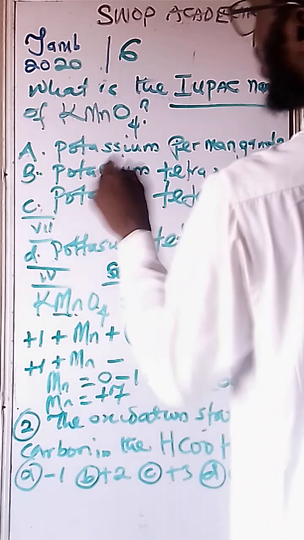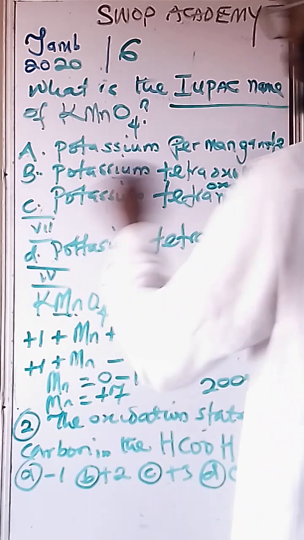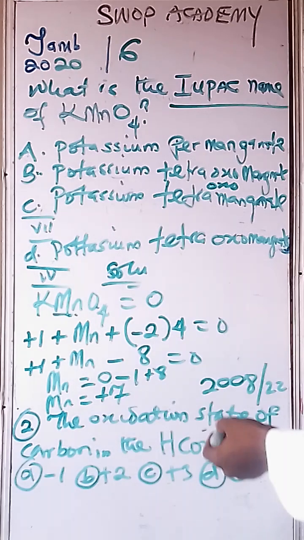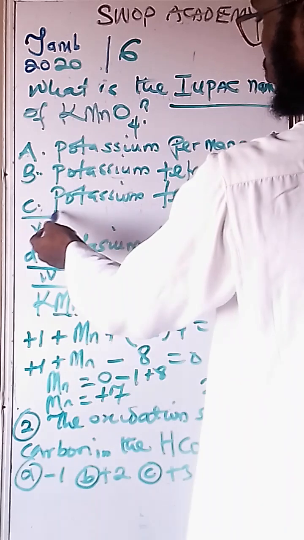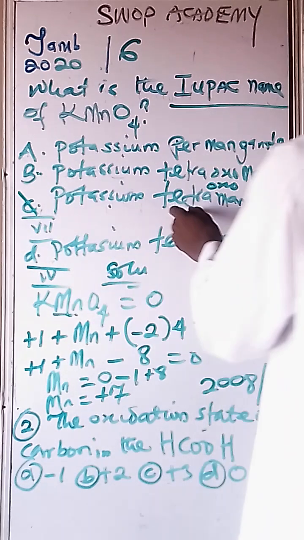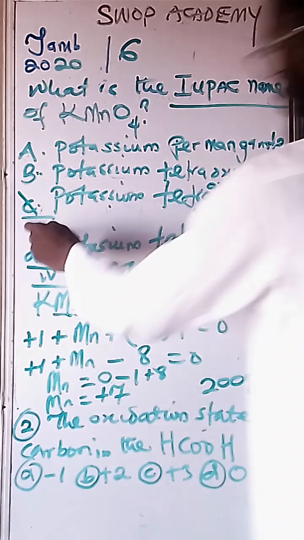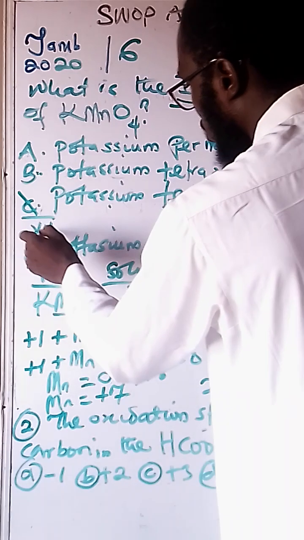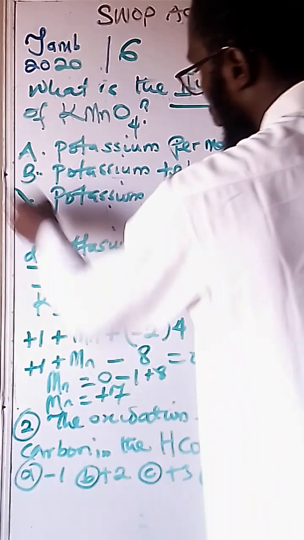There should be a 7 there. And the 7 will be written as what? Roman figure, or Roman numeral. Which is this, C. Potassium, tetraoxomanganate 7. 5 plus 2 is 7. So the correct answer is what? It is C.